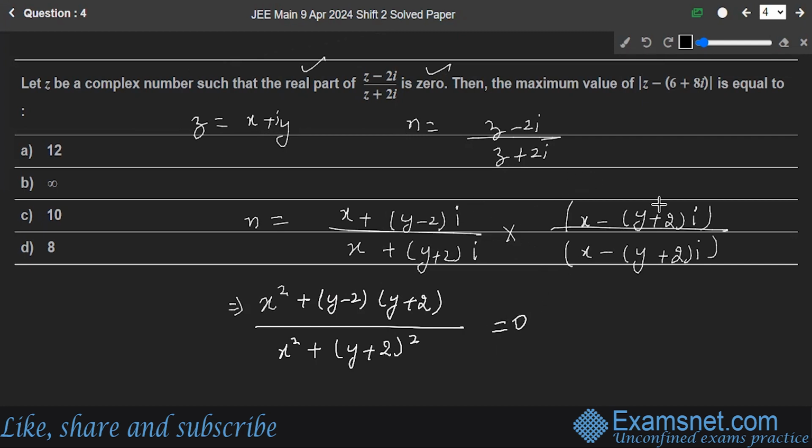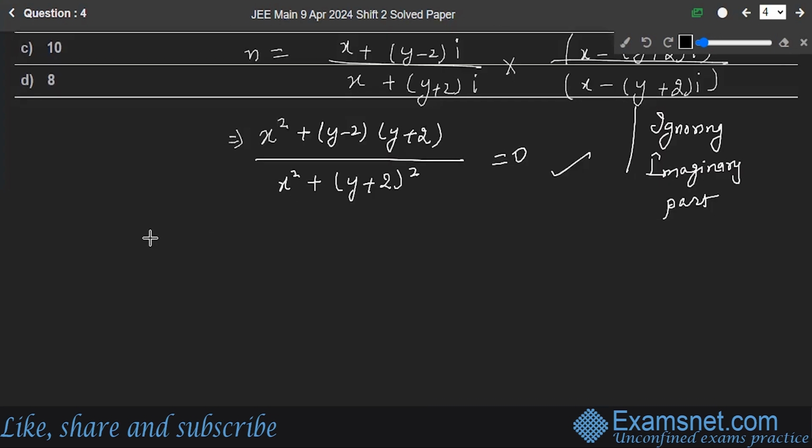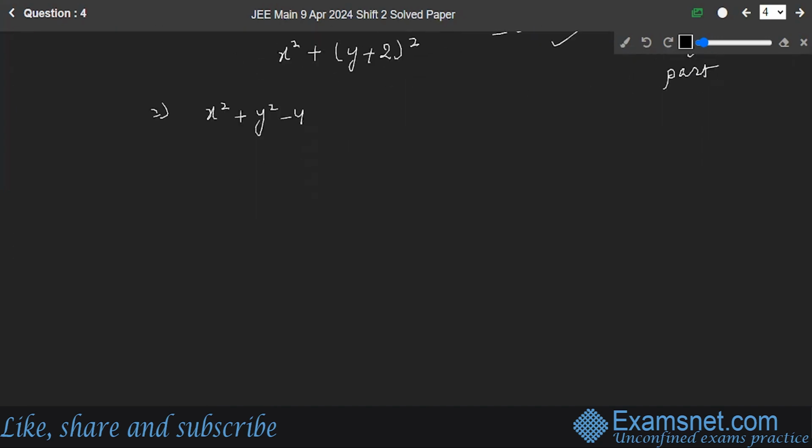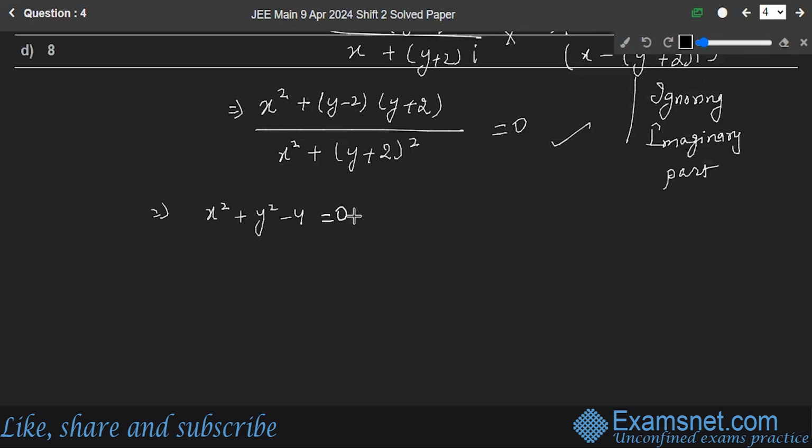See, again, I'm telling you, I am ignoring the imaginary part. I have taken only the real part, because in the question, you are given the real part is equal to 0. All right. That gives you x square plus y square minus 4 that is equal to 0. So you have x square plus y square is equal to 4.